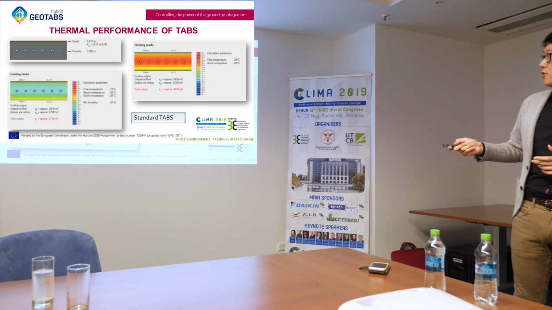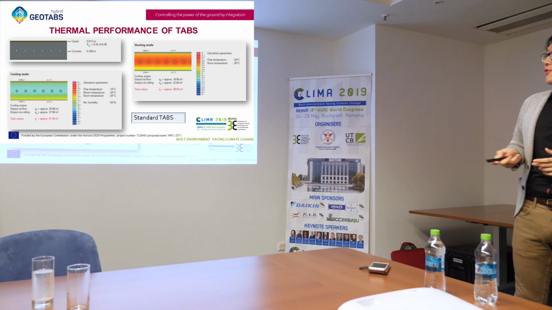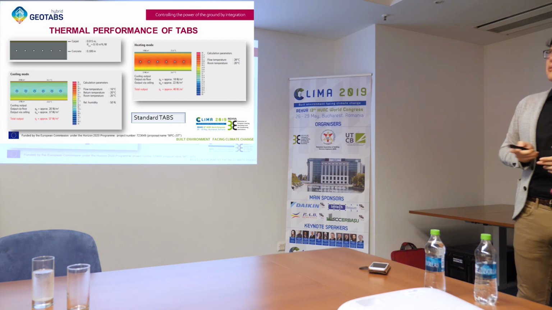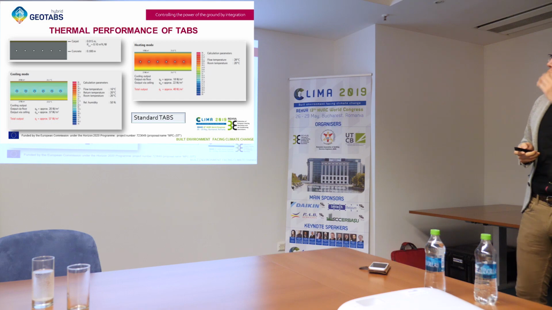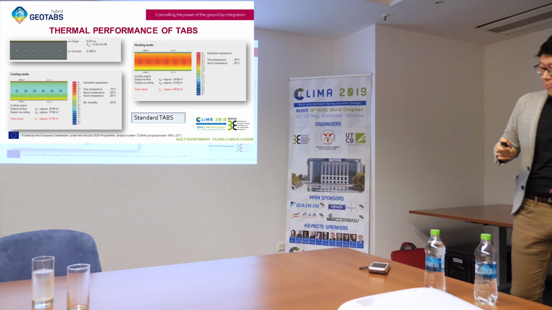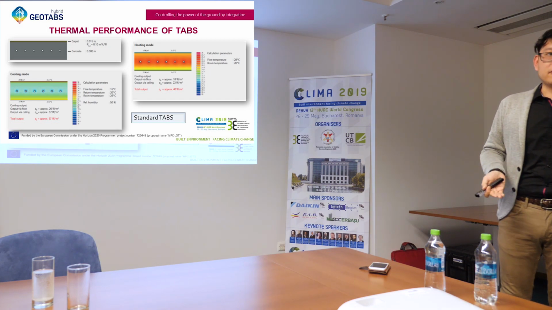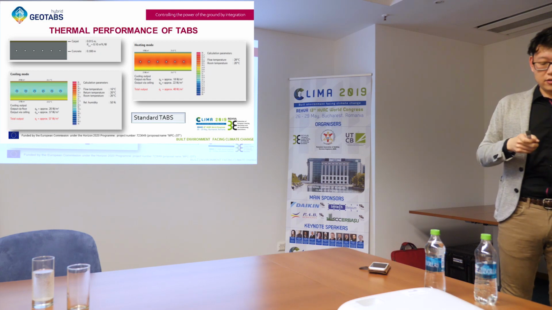So for the first one, if you see the cooling mode, you have around 57 watts per square meter for the cooling mode and around 40 watts per square meter for the heating mode. And of course, you will get heating and cooling from both above and below.